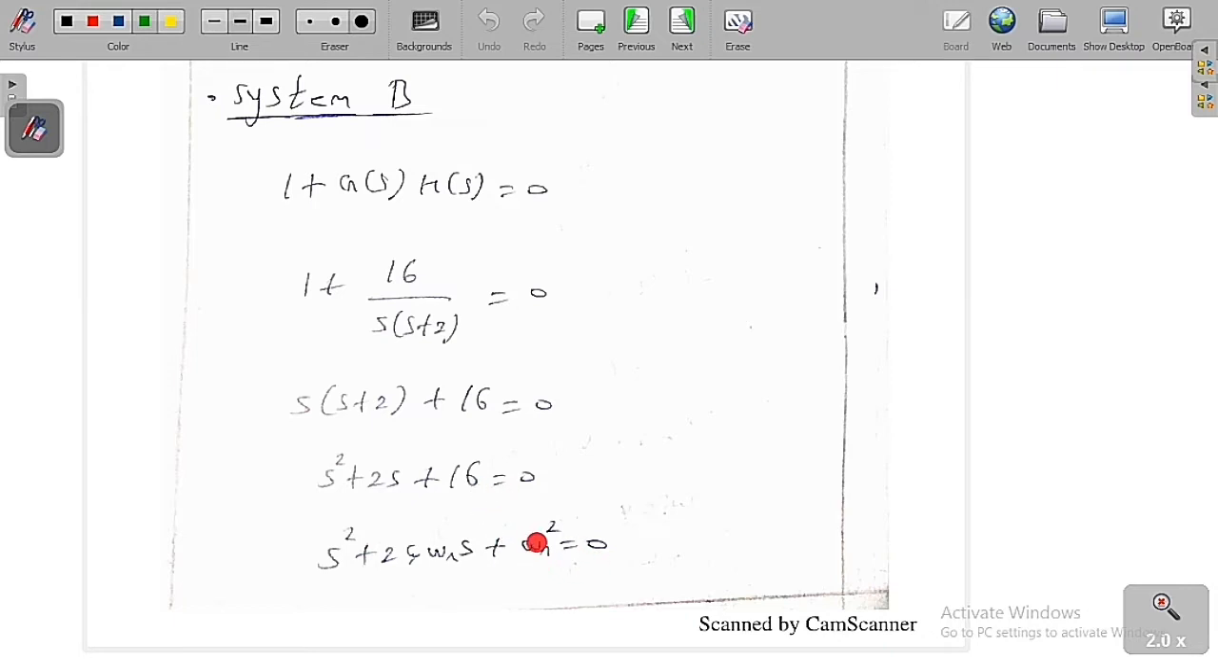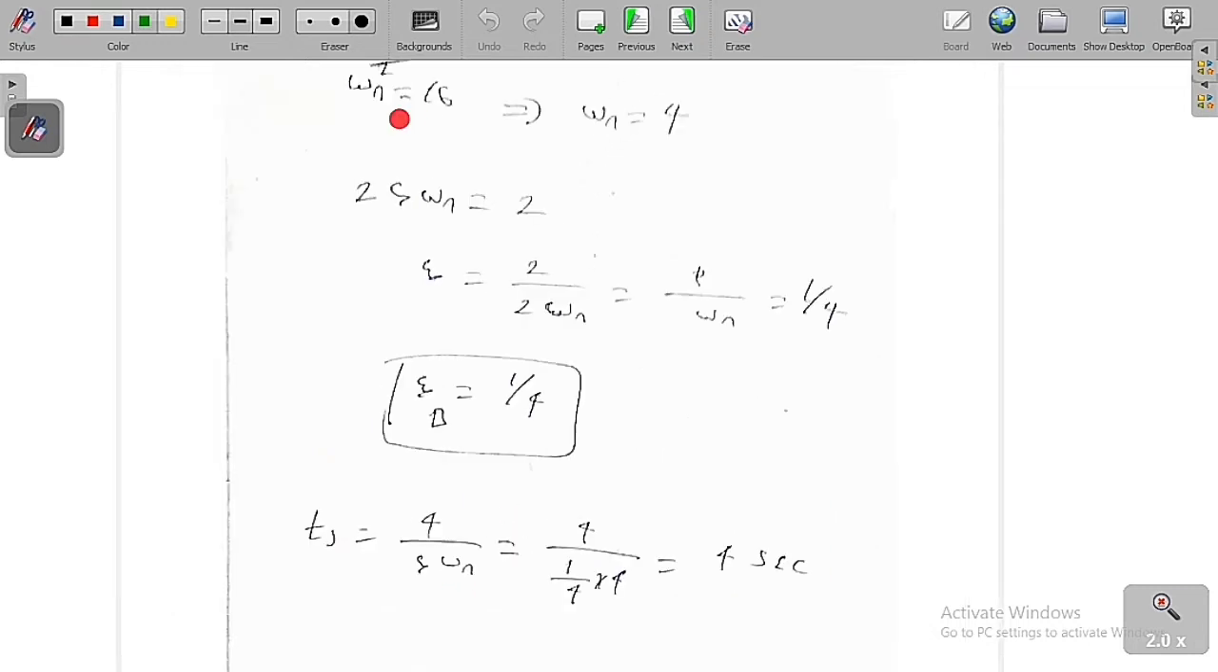we get omega n square is equal to 16 and 2 zeta omega n is equal to 2. Omega n square is equal to 16 means omega n is equal to 4, and 2 zeta omega n is equal to 2. So 2 cancels, zeta is equal to 1 by omega n. Omega n is equal to 4. Therefore the damping ratio of the system B is equal to 1 by 4.